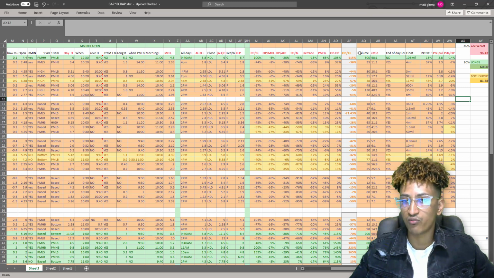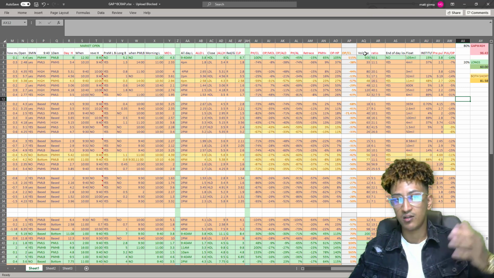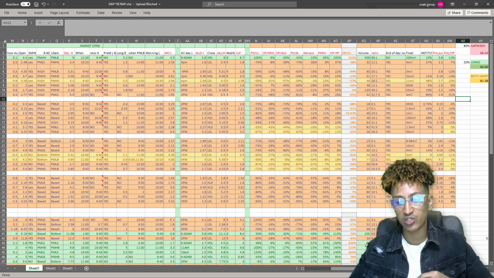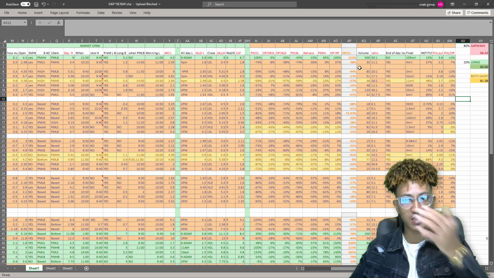And what was the volume? The volume is important because, first, these are all in millions. The ones that really close green have like 200 million, 80, almost 100 million, 20 million. So you start to see that they have a lot of volume.